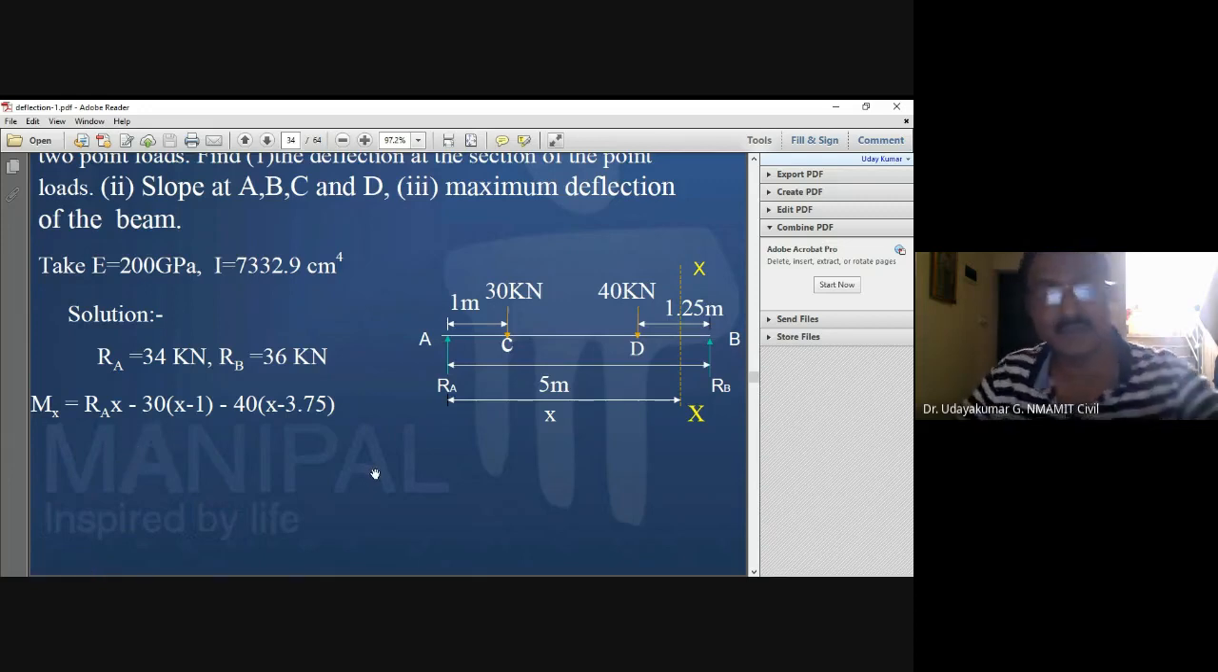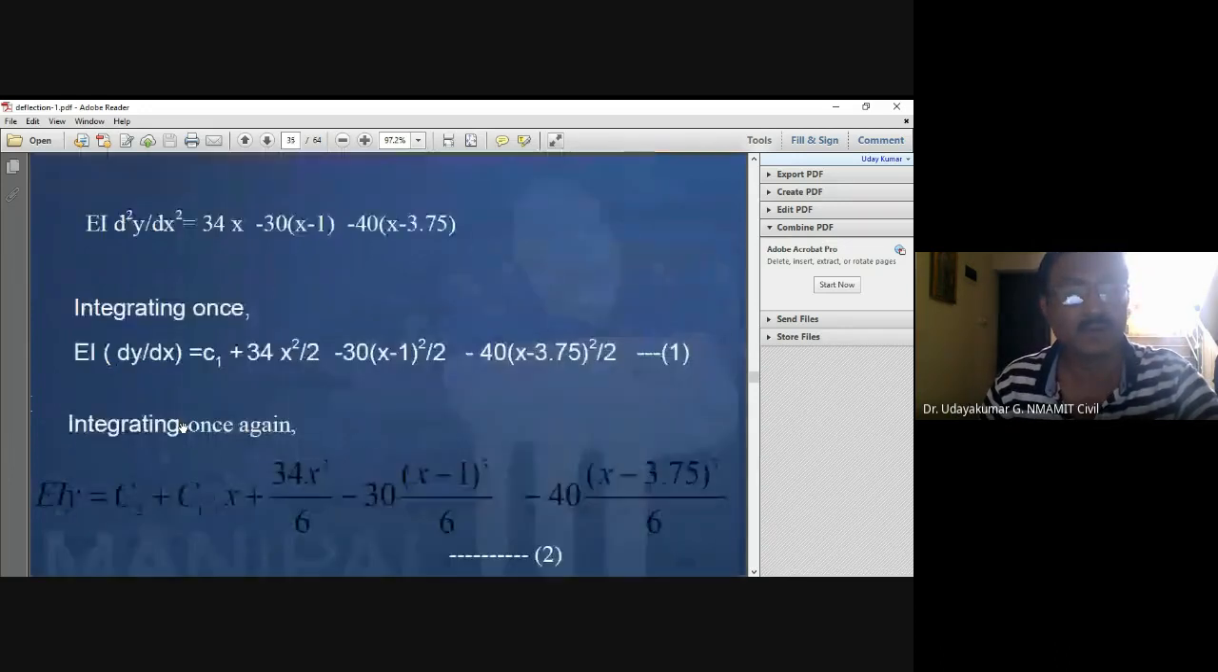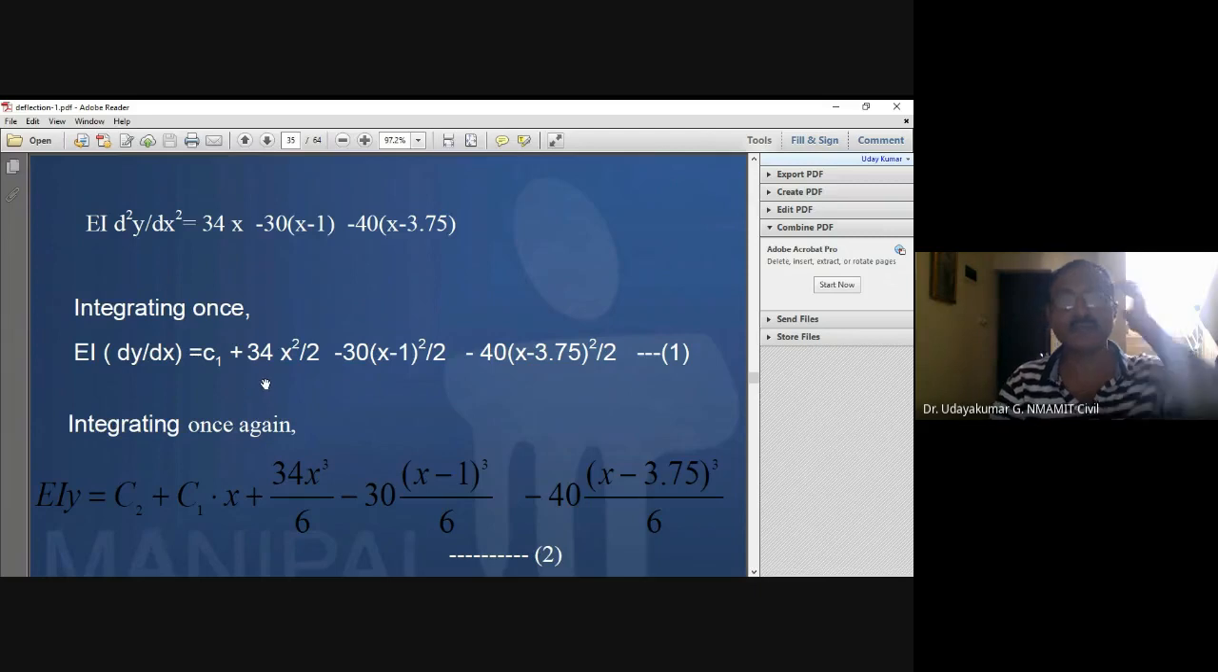Now the method is similar to the previous one, where you have to integrate this first. Here d squared y by dx squared is equal to so much. Integrate once, here dy by dx, that 34. So C1 is written in the beginning. Constant should be written in the beginning. That is because you may forget later.